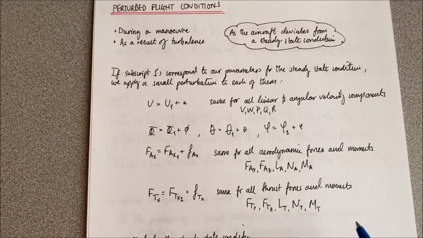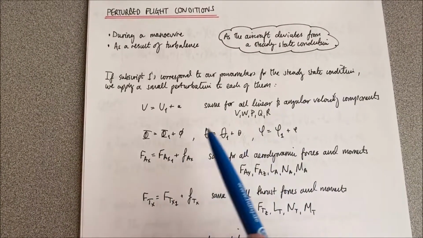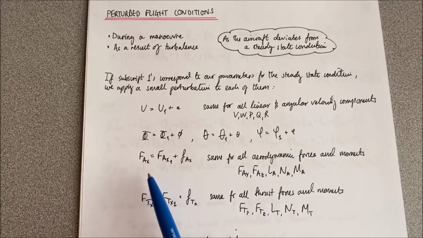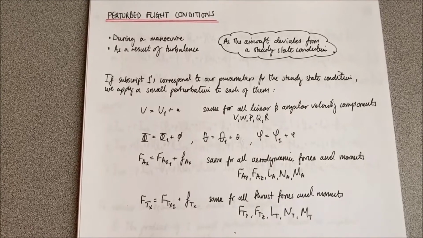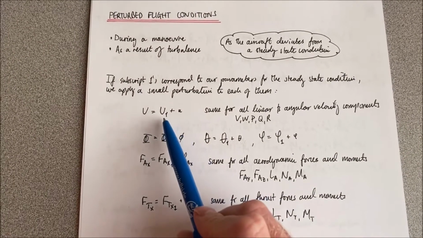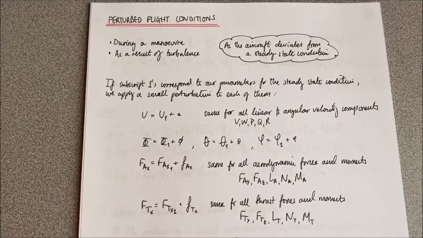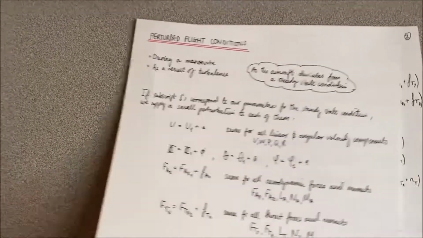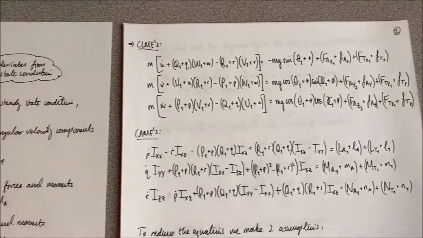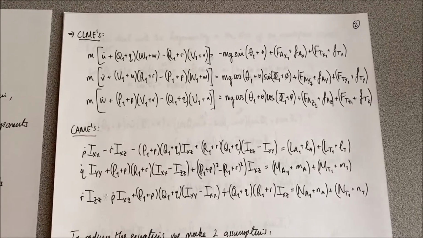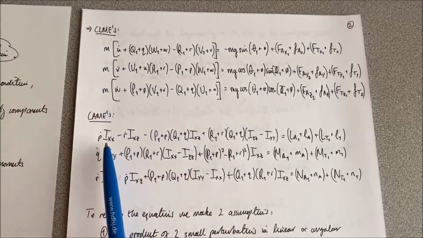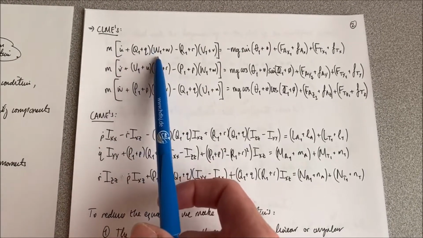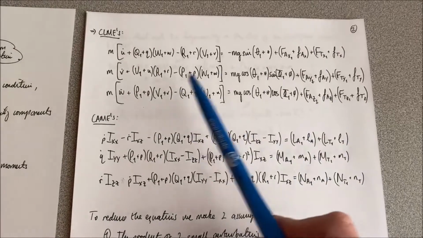We now have to make these substitutions, so replacing all of these variables in our conservation of linear momentum equations and conservation of angular momentum equations with the steady state variable plus the small perturbation. And as you can probably imagine, that turns into a huge mess. So all I've done here is written out the conservation of linear momentum equations and conservation of angular momentum equations with those small perturbations applied to the steady state condition for all of our variables.